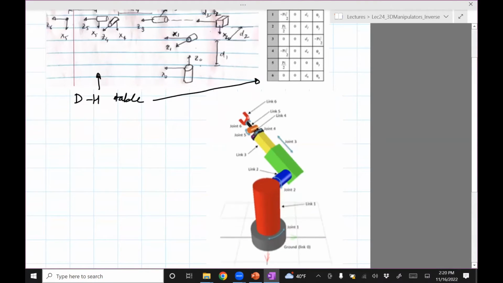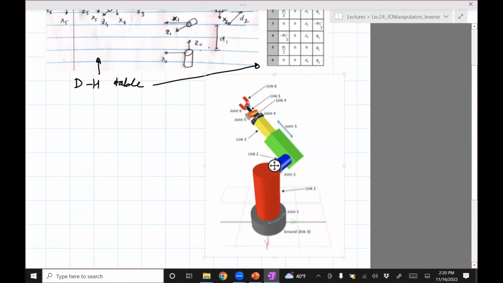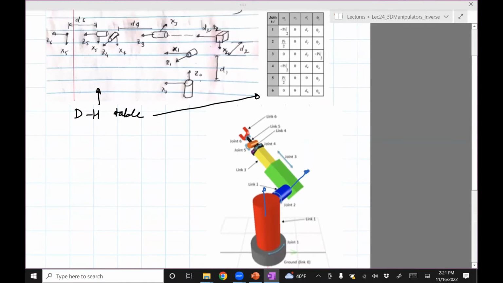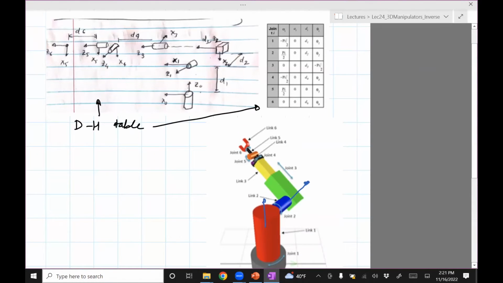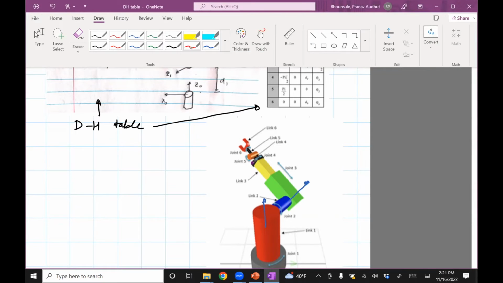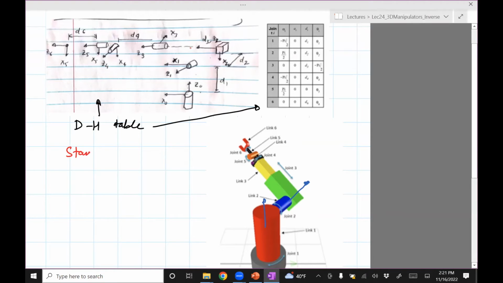So the way I went about doing this was the same way. I know the link joint one axis, it's like this, link to axis and so on. I just went about fixing the z-axis, then fixing the x-axis and so on, and then got the table. This manipulator is actually known as a Stanford Manipulator because it originated from Stanford in, I think, the 70s or maybe even before that.